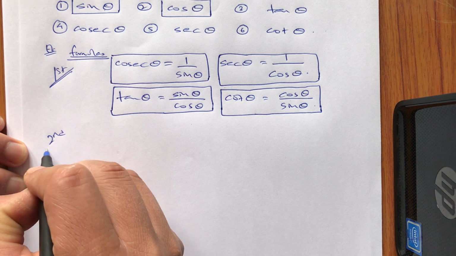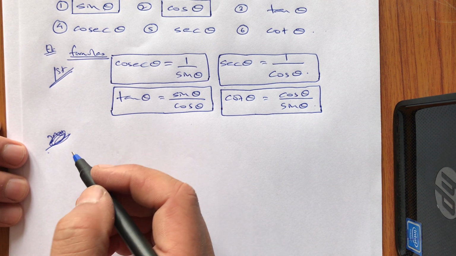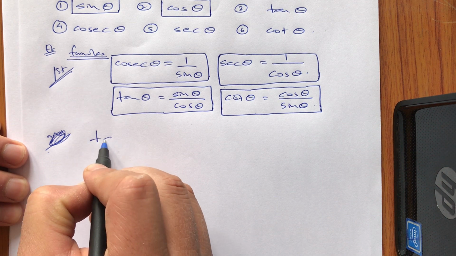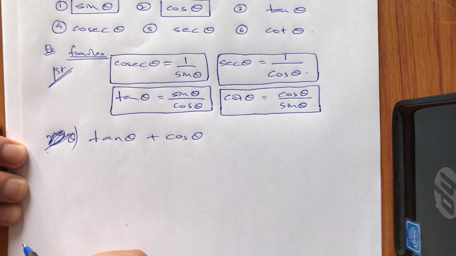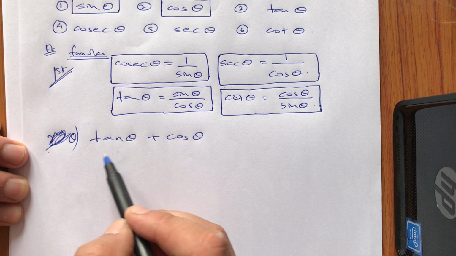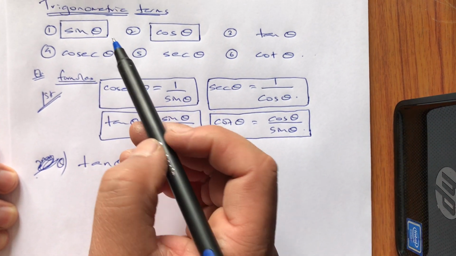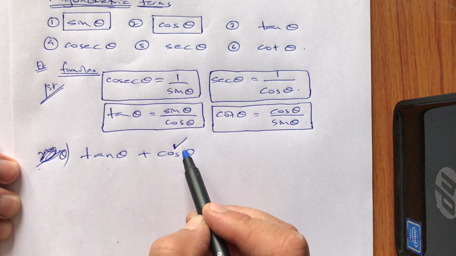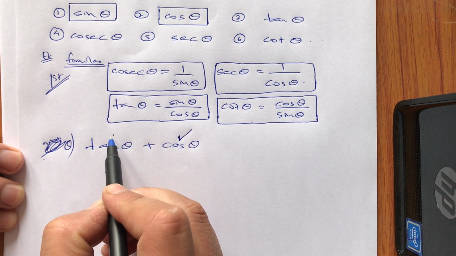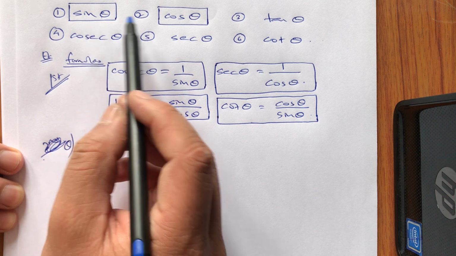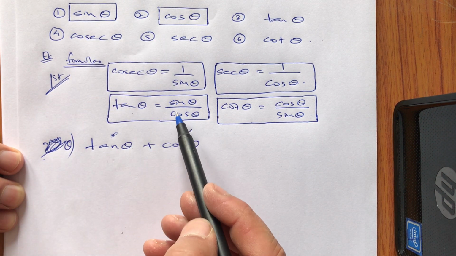Now before I move on to the second important thing, let me give you an example. For example, if I have tan theta plus cos theta, and the question says solve this, then if I look carefully, this is already in cos theta and I want everything in sine and cos. Since this is already in cos theta, I don't have to do anything, I leave it as it is. But this one is in tan theta, and I want sine and cos. So this tan theta has to be replaced, and in its place I need to write sine theta by cos theta.